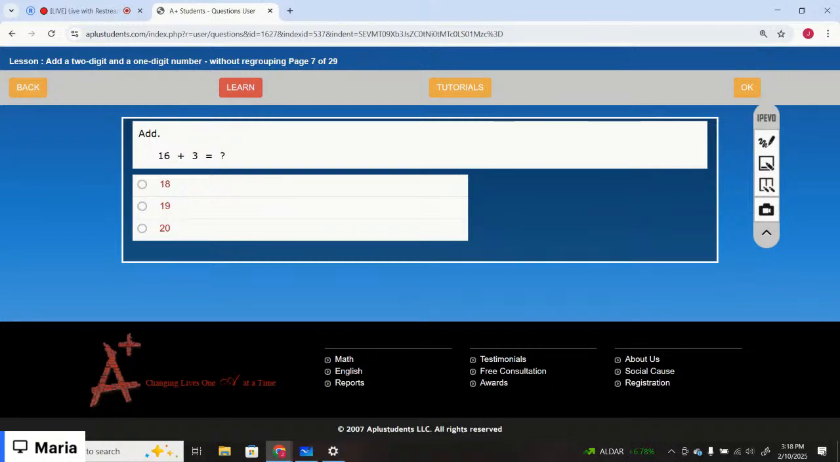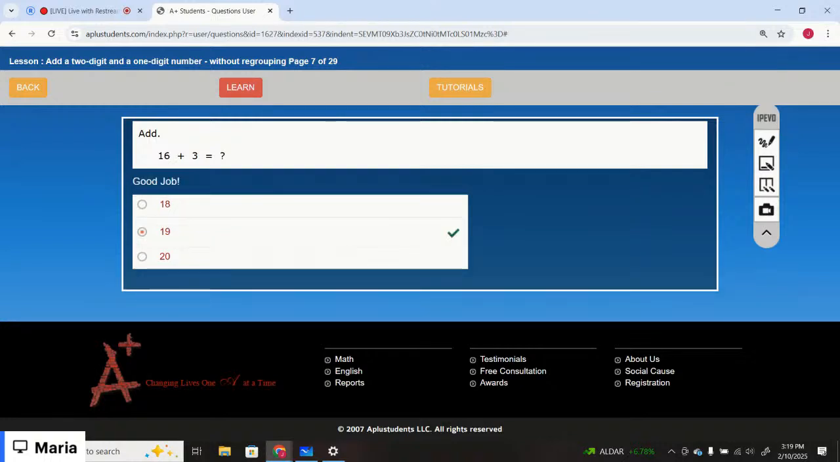Sixteen plus 3, which is the correct option? That is 16 plus 3 makes 19. So the correct option is option number 2, 19 it is.